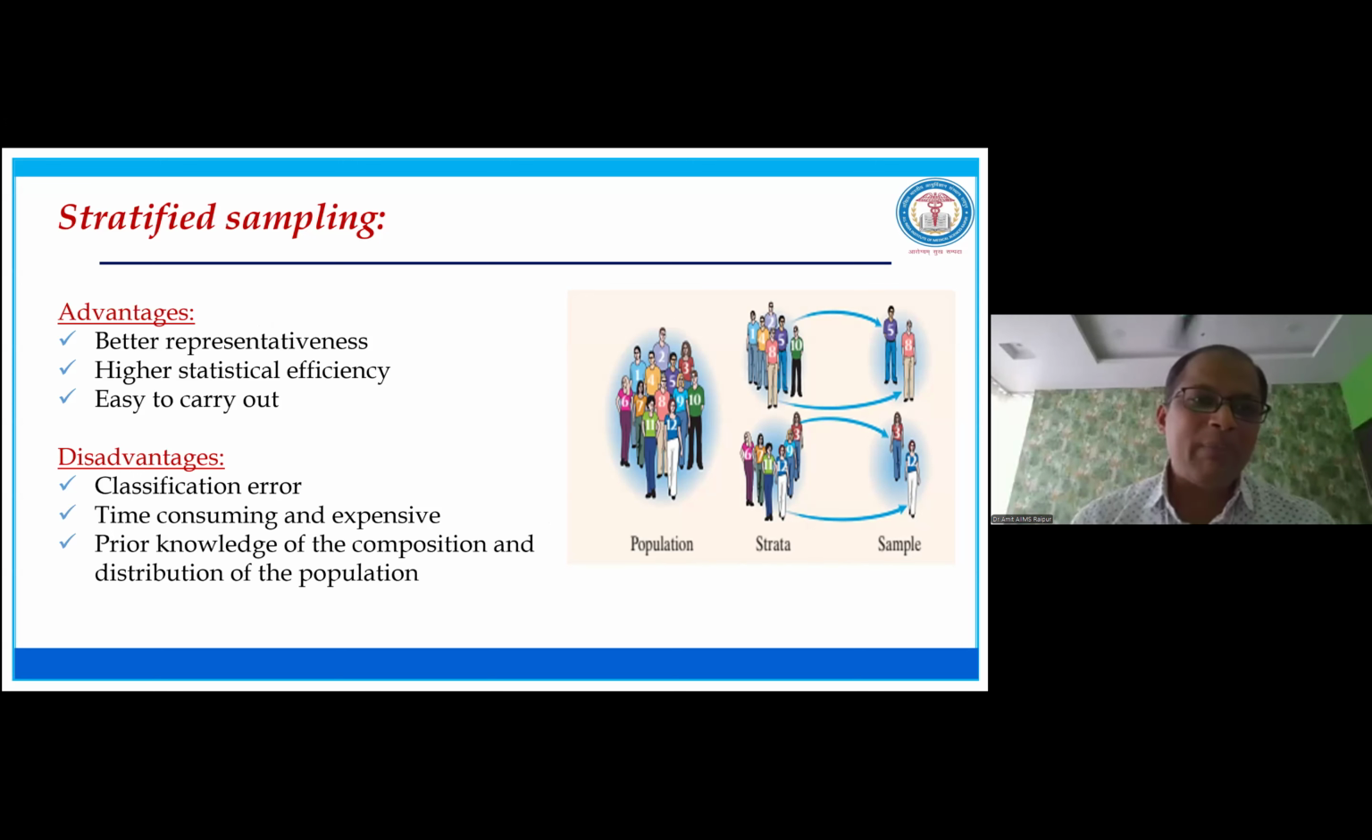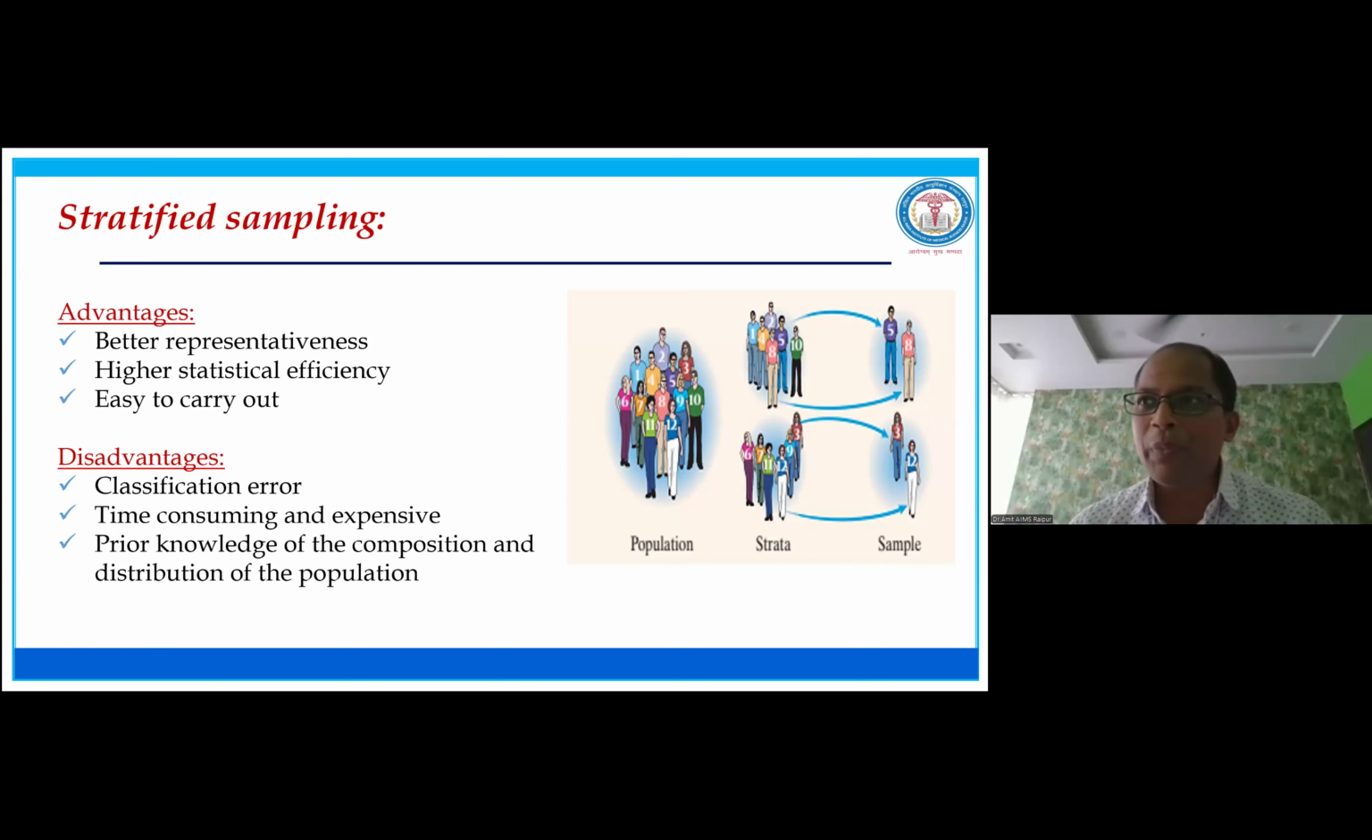So stratified sampling is a better representative of the target or reference population. It has higher statistical efficiency. It is very easy to carry out, but at the same time, classification error or classification into different groups, into different strata, can be a problem. Because we need some prior information.